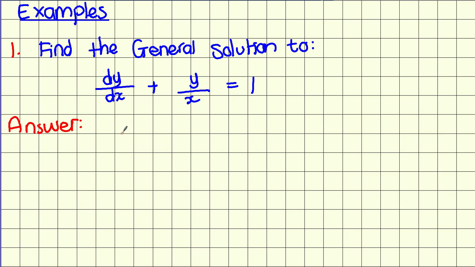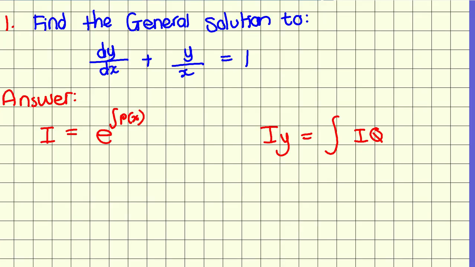Okay, what we're first of all going to do is write out our 2 formulas that you just need to remember. So it's I, which is our integrating factor, equals e to the power of the integral of p of x, and then Iy equals the integral of Iq. Right, those are the 2 formulas that you need to remember. Okay, there's no easy way to do it, just the more you write these out, the more you'll remember it.